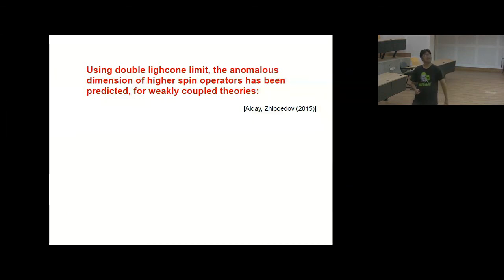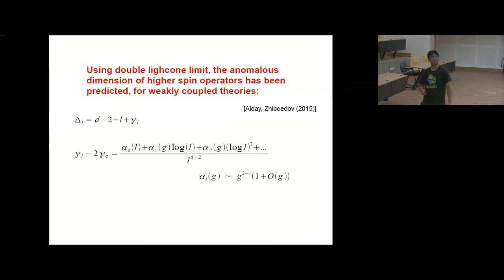Finally, I'm going to flash some new results for weakly coupled theories. So using a double Lightcone limit, which is basically both U and V going to 0 at the same time, one gets the anomalous dimension for higher spin operators for a class of weakly coupled theories. This is work done by Alday and Zhiboedov. So what we have is the higher spin dimensions which have this form, the naive power quantum dimensions should look like this, and the anomalous dimension gamma L is going to have this form.